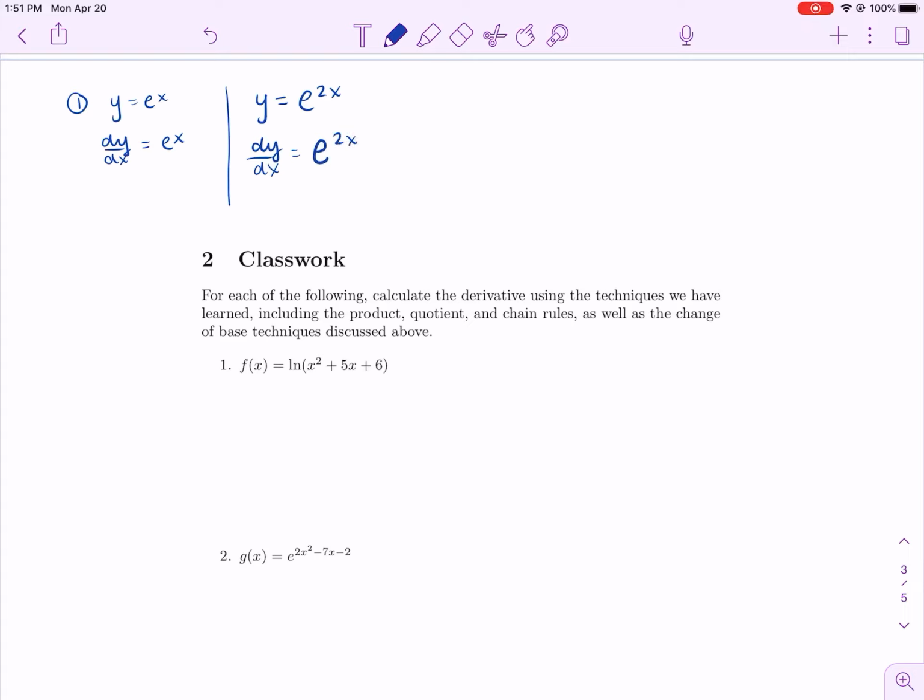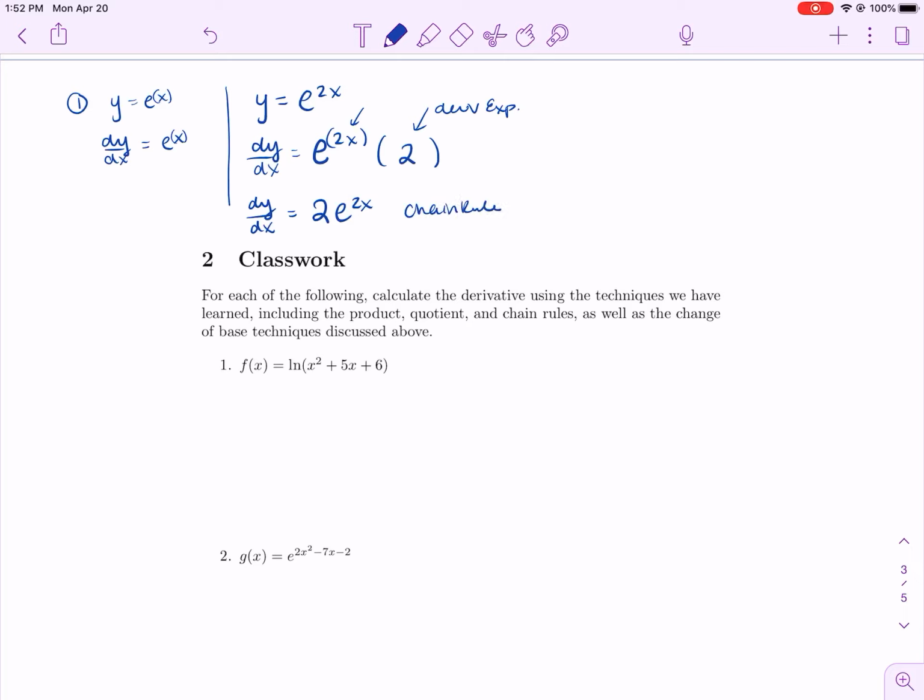This would be e to the 2x, but notice that there's a composition in the exponent that used to just be x, and now it's a 2x. So we have to apply our chain rule here because we have 2x in the exponent. This is like having 2x being placed inside e to the x. Therefore, we're going to multiply this by the derivative of the exponent, and in that case, this is just 2. So your dy dx is going to equal 2 e to the 2x, because you're applying your chain rule here.